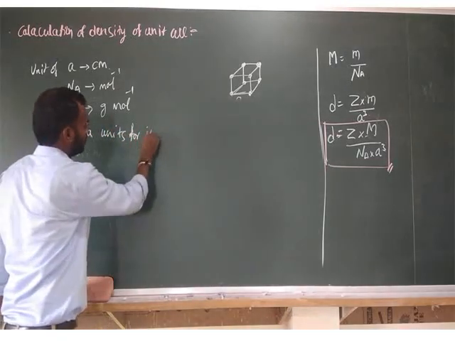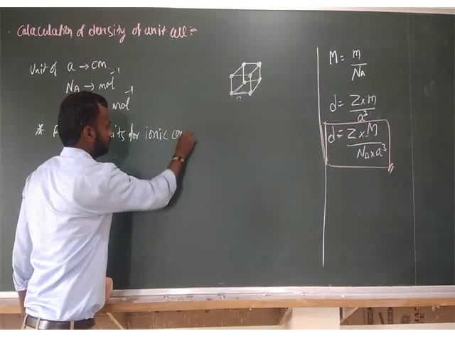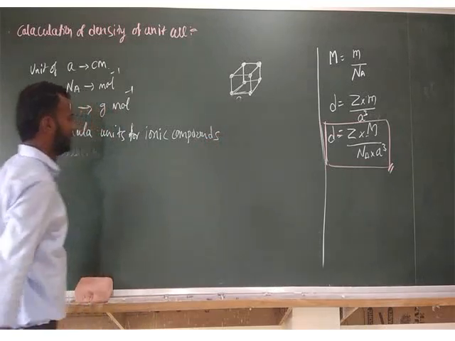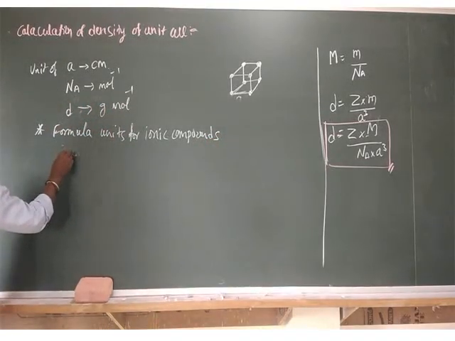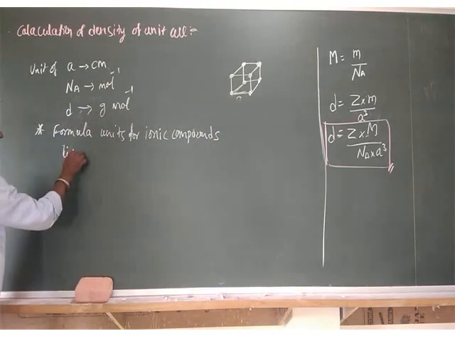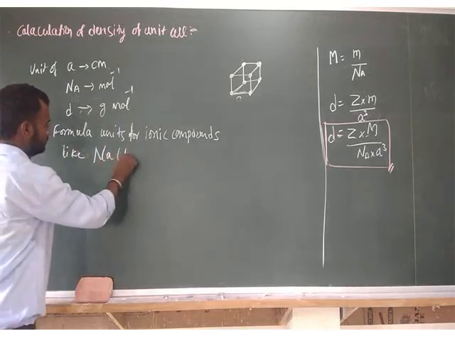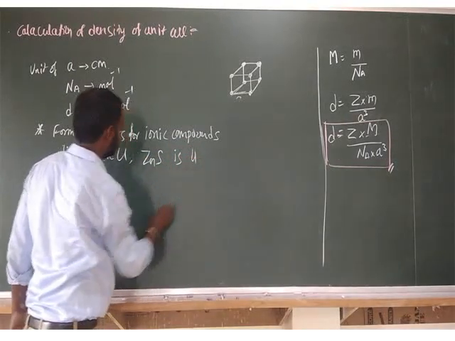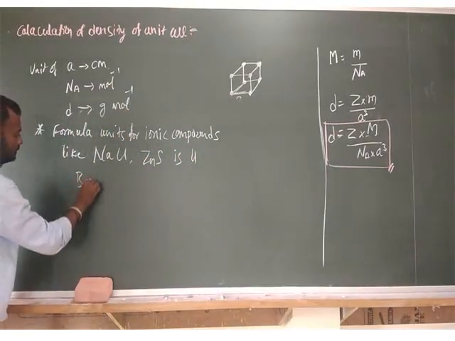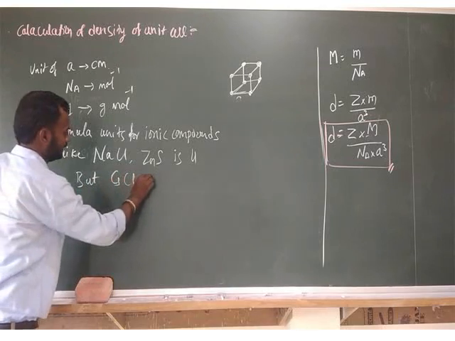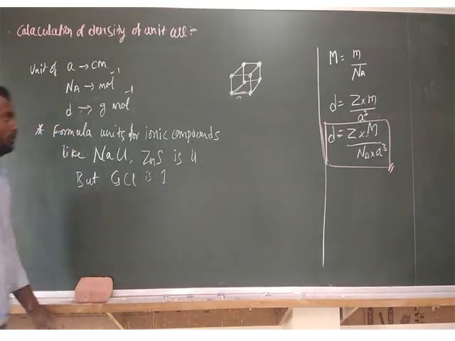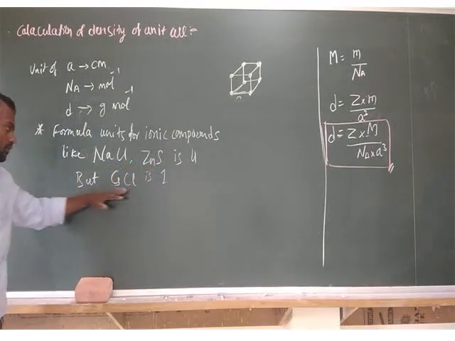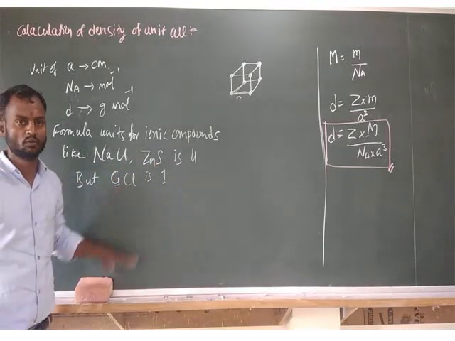For ionic compounds, the formula units per unit cell for NaCl and zinc sulfide is 4, but for cesium chloride it is 1.